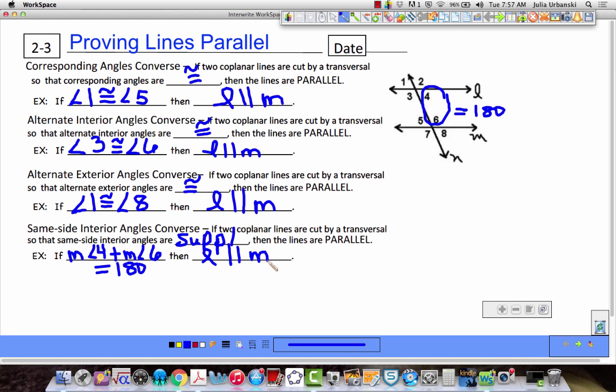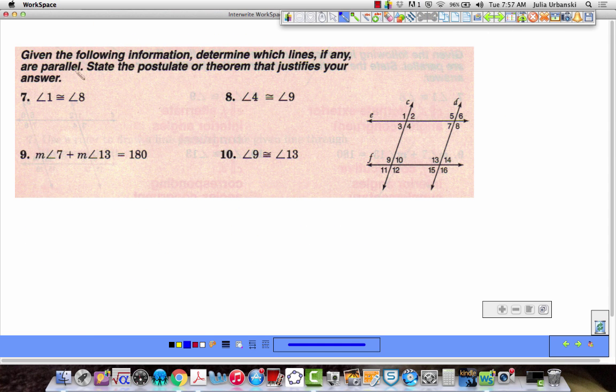L is parallel to M. So look at the next set of problems. Given the following information, angle 1 is congruent to angle 8, determine which lines, if any, are parallel, and state the postulate that makes it so.